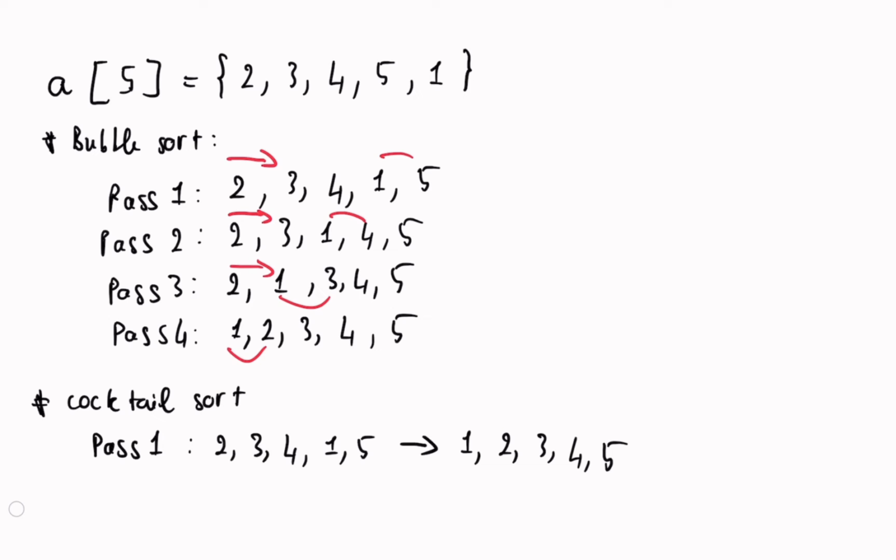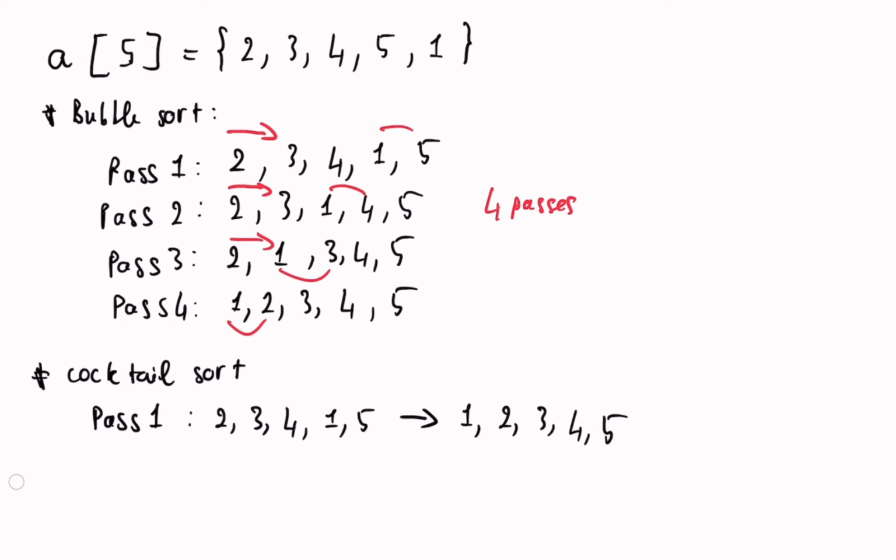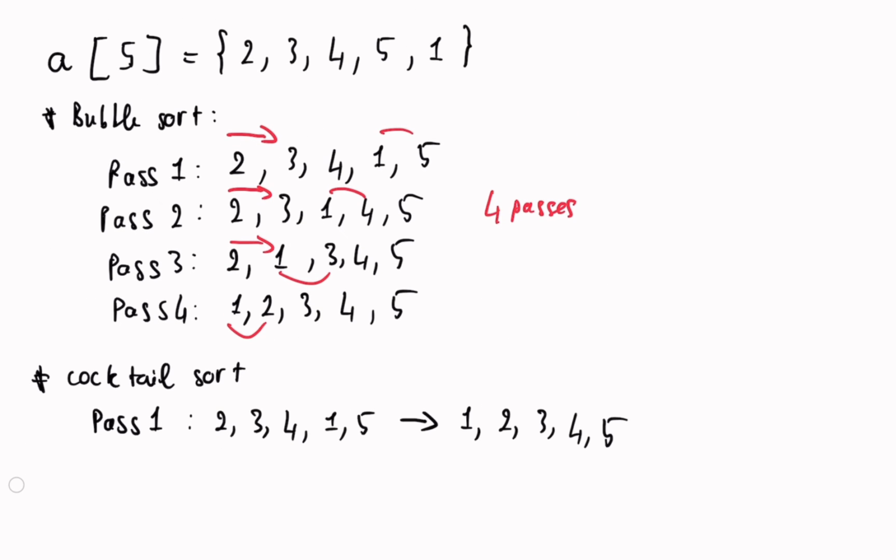So it requires the bubble sort 4 passes to completely sort this array, but it just requires the cocktail sort 1 pass to sort this array. So let's see. In pass one, the cocktail sort does checking forward, and then it swaps the elements 1 and 5, which are in wrong order, and then it does checking backward. So it can swap the elements 1 and 4, 1 and 3, 1 and 2, so that the array is now sorted just in one pass.